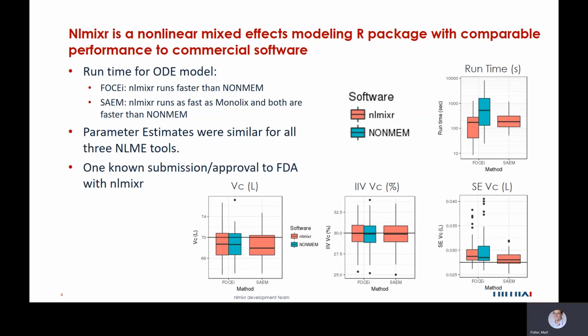The parameter estimates for all three NLME tools were similar between all of the software tools, both in terms of population parameters, the between subject variabilities, the residual errors, and of course the standard errors. We also know, because the FDA had highlighted it in their ACoP presentation in Florida, that there was one successful approval by the FDA with nlmixr.